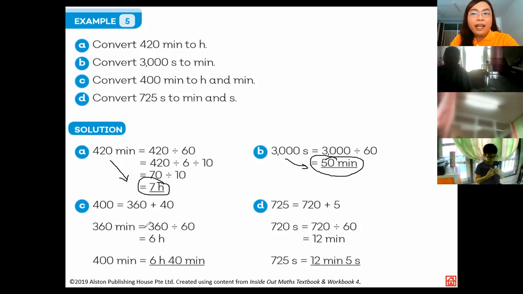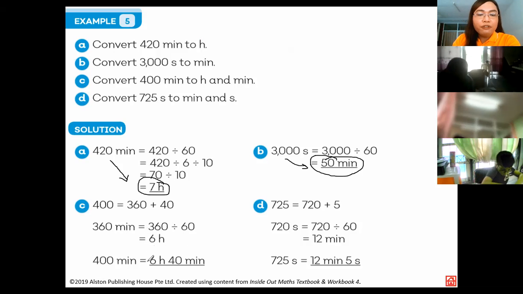Again, we have to find a number which we can divide by 60. So that's 360 divided by 60, that's 6 hours. So from 6 hours, there's 40 minutes left. So you just have to bring down 40 minutes. So again, 6 hours and 40 minutes. That's the hours and minutes in 400 minutes.